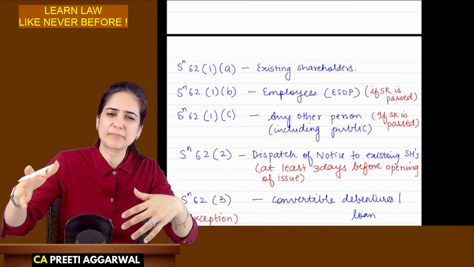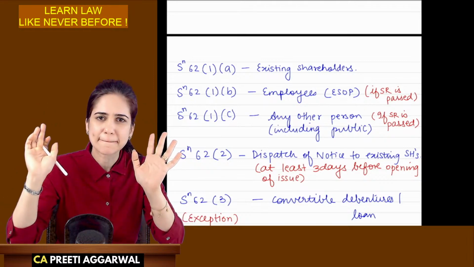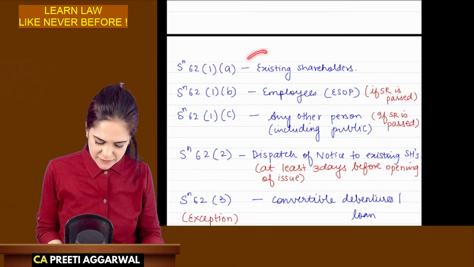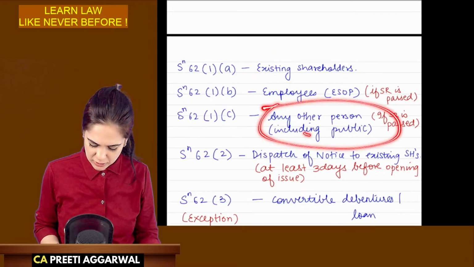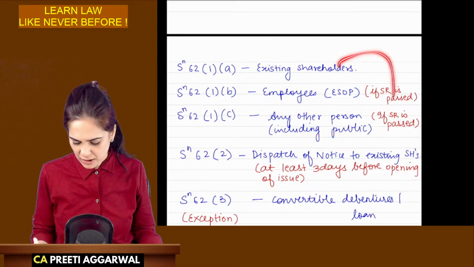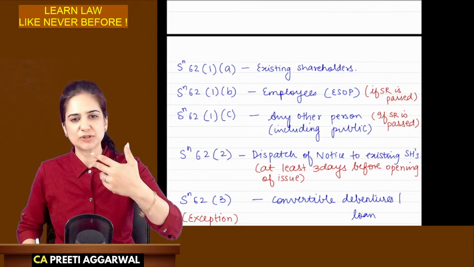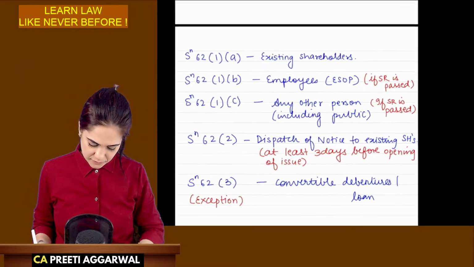Anyways, we are not interested in buying more shares. You can give it to the general public. But law says first you offer it to the existing shareholders, then to any other person, including public. But if they are okay, they pass SR, then you can directly offer shares to the public.